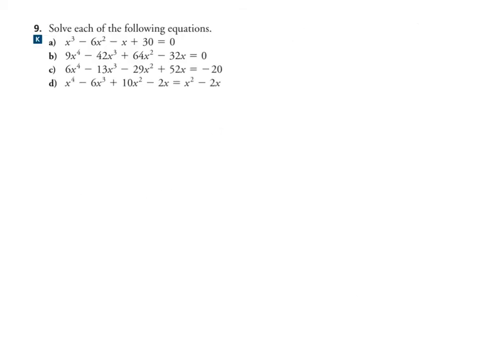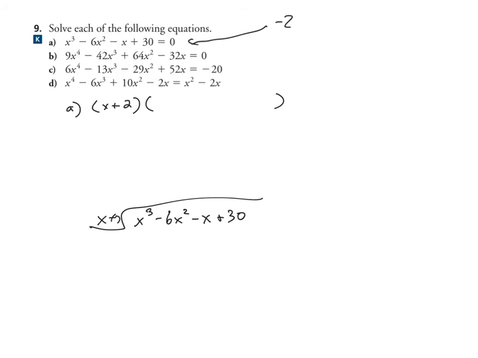All right, 9a. Let's just find a number that will make this equal 0, and negative 2 does it. So we know that x plus 2 goes into that. Let's see what else does. X cubed minus 6x squared minus x plus 30 divided by x plus 2, x squared plus 2x, that's x cubed plus 2x squared.